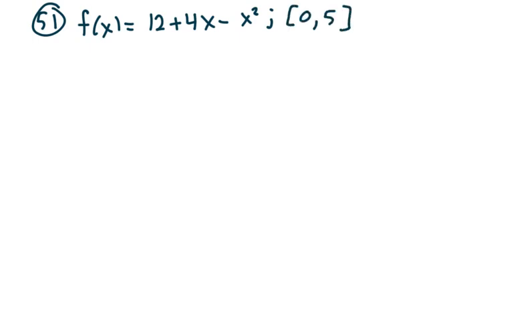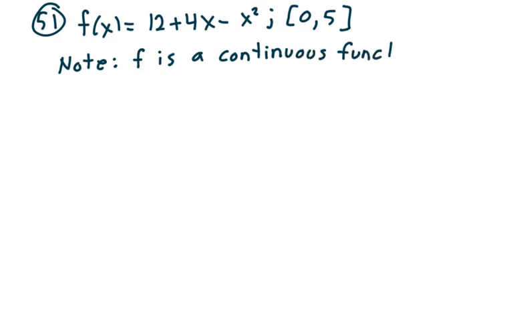On 51, we have f of x is equal to 12 plus 4x minus x squared. And the interval is the closed interval 0 to 5. Now, one thing I want you to take notice of is that f is a continuous function on the closed interval 0 to 5. And so we are guaranteed to have an absolute max and absolute min.